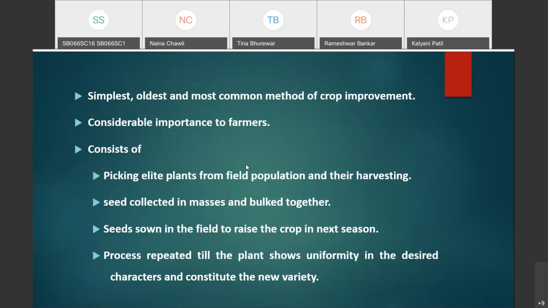That process is repeated for several years, and once uniformity in the character is obtained, these crops will be released as the new variety.